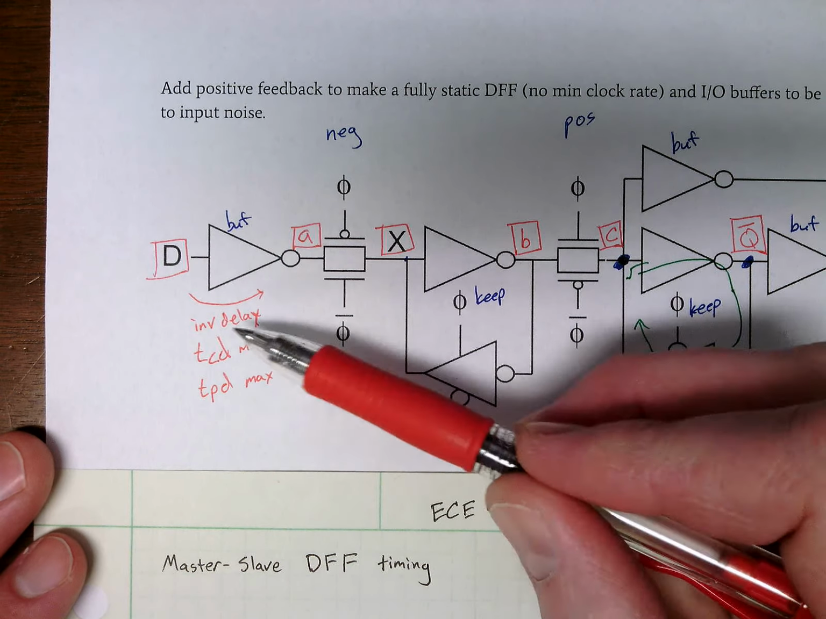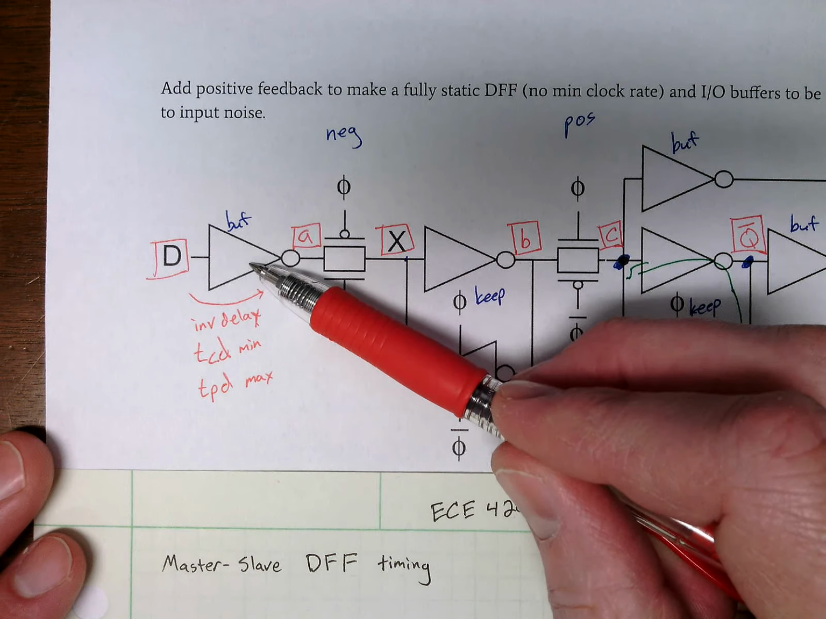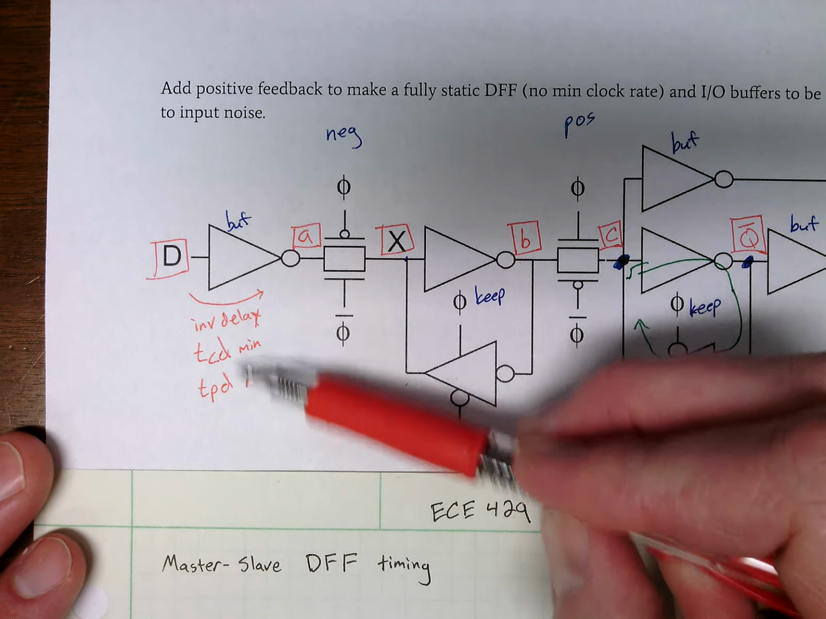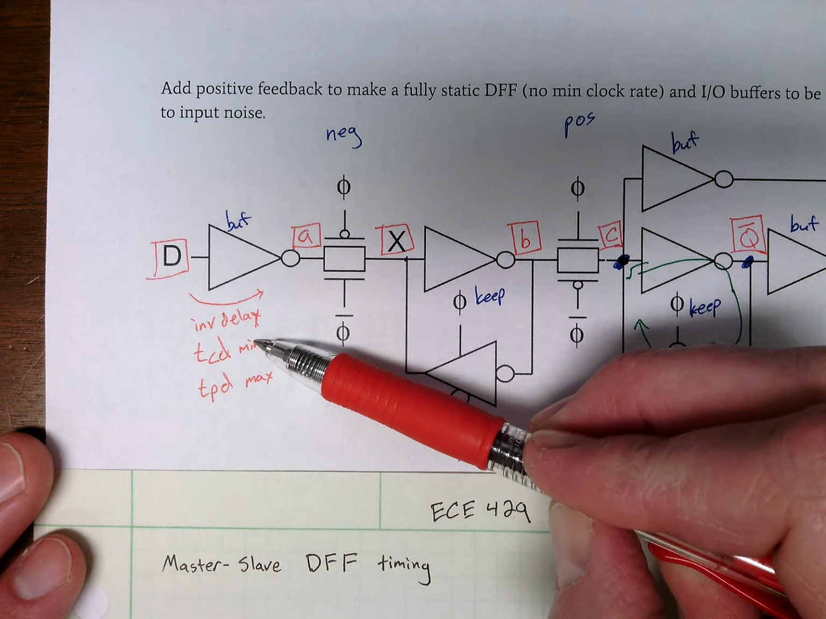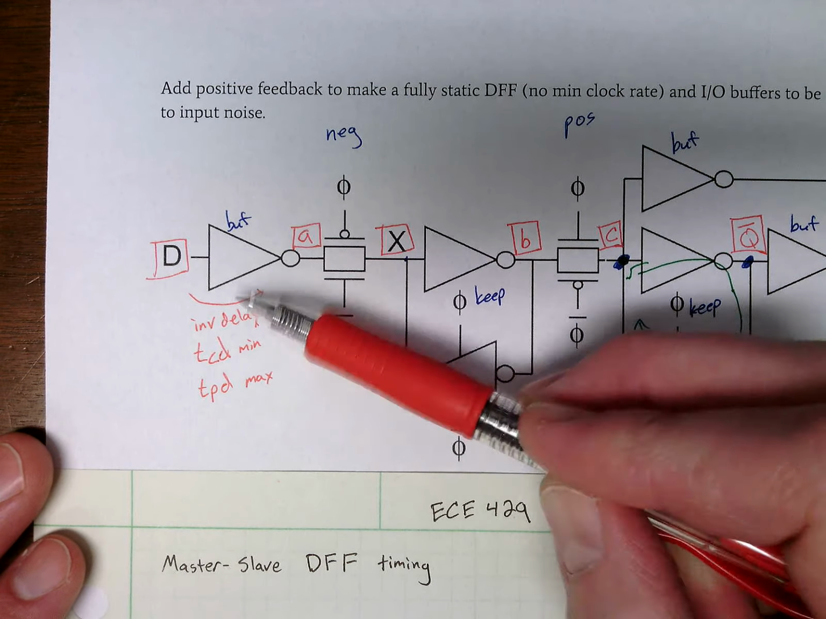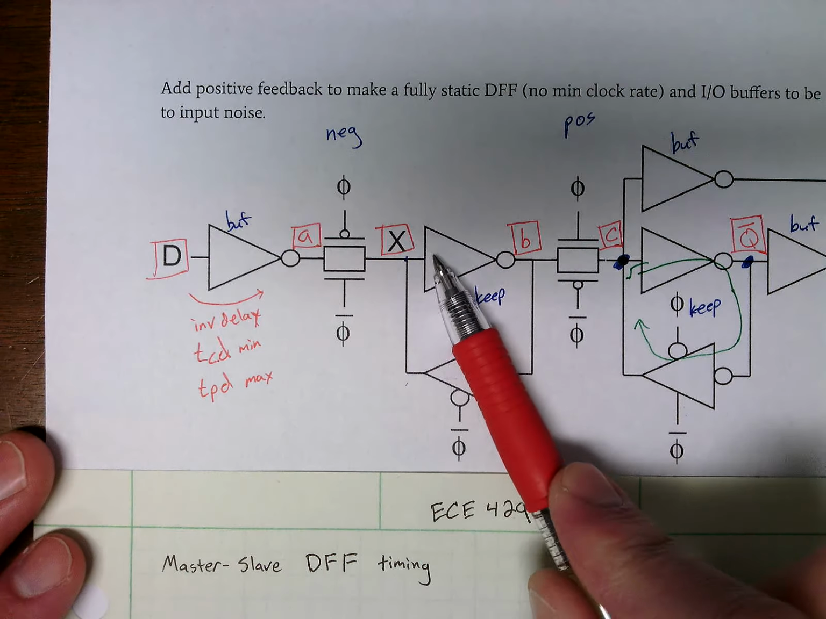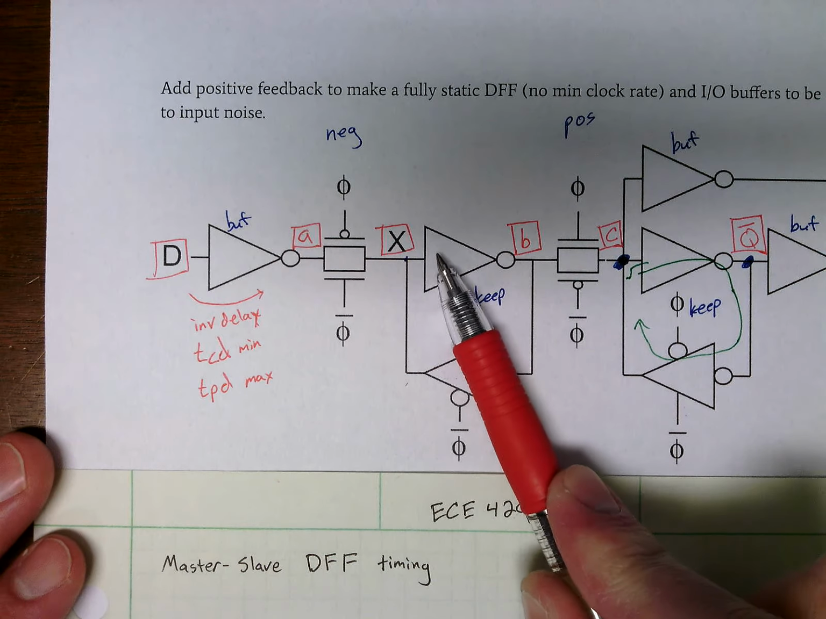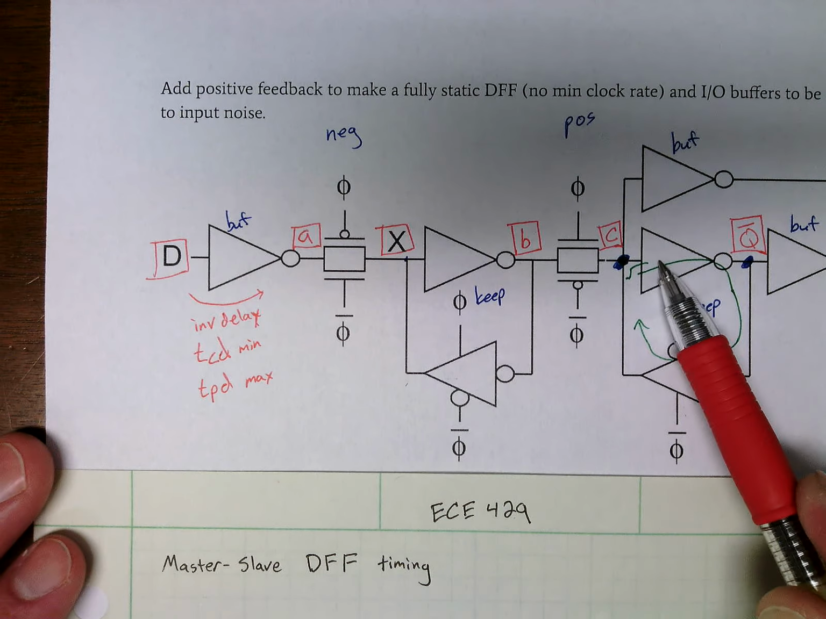Maybe the rise is different than the fall. If this is a more complex gate, we know that we have a spread of rise and fall times. Contamination and propagation delay is just the minimum and the maximum of those delays from here to here. Those are the simple delays. We have a contamination and propagation delay at this inverter, and at this inverter as well.